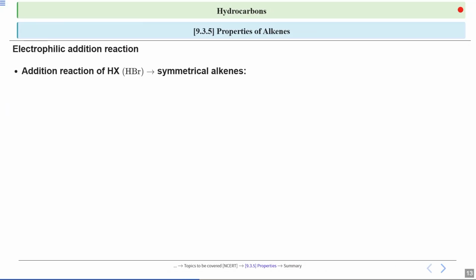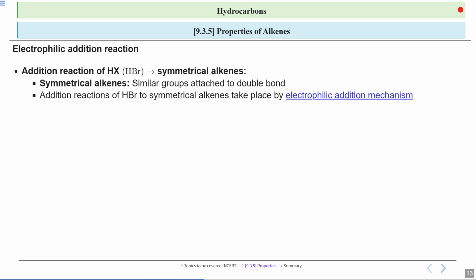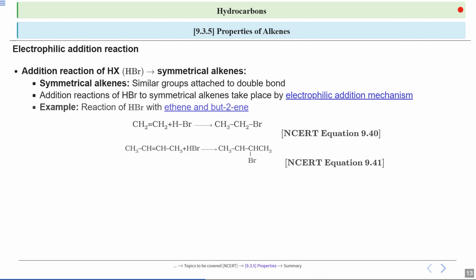Now, starting with the addition of HBr to a symmetrical alkene. Symmetrical alkenes, as I said, have similar groups attached onto either side of the double bond. For example, in ethene, both carbons in the double bond have 2 hydrogens each. This symmetry affects the outcome of the reaction, as we will see in a moment. Addition of HBr to symmetrical alkenes takes place by electrophilic addition mechanism. How? So here is an example of that.